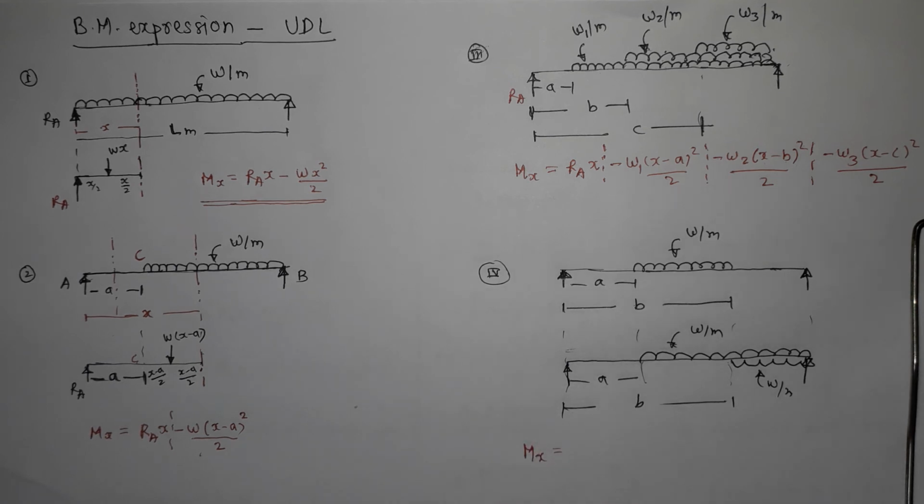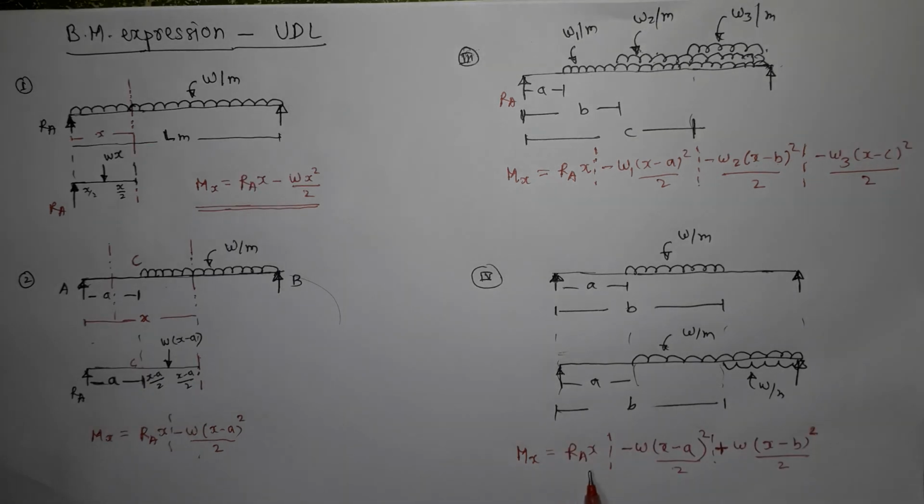Mx is equal to. You will have to check the number of subspans. Instead of dealing with this beam, I am going to deal with this beam. So there are three subspans. This is the first subspan on which no UDL is there. This is the second subspan on which this downward UDL is there. And this is the third subspan on which the two UDLs are acting. So there are three sections, and two partitions will be there. So the bending moment expression will be like this: RA into X, partition, minus W into (X minus A) square divided by 2, partition, plus W into (X minus B) square divided by 2.